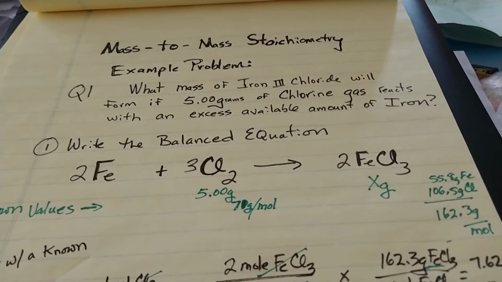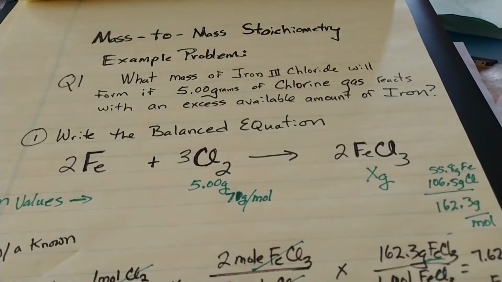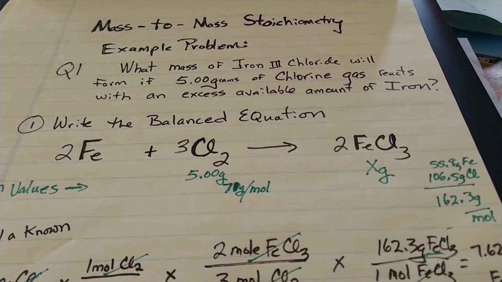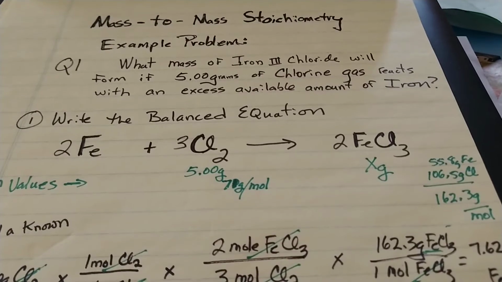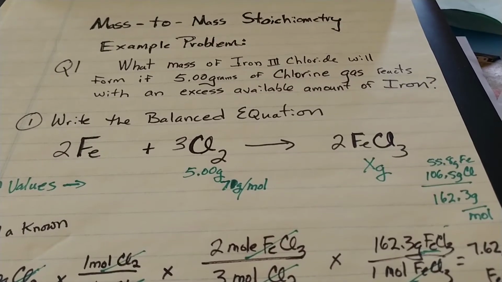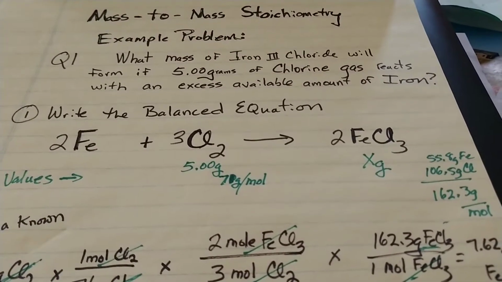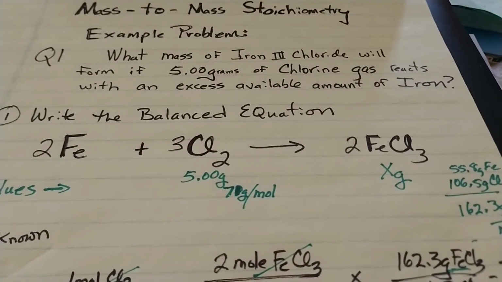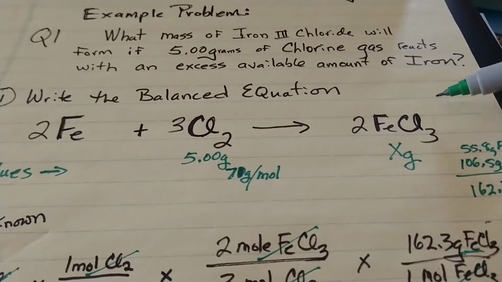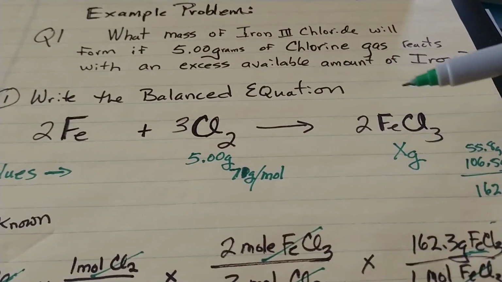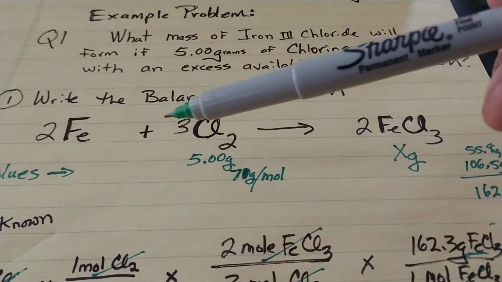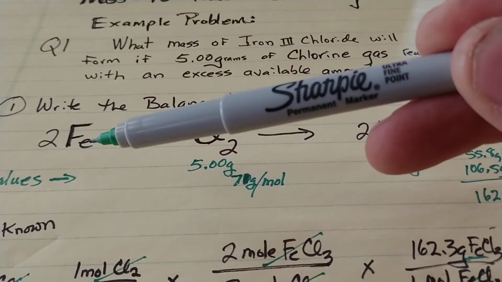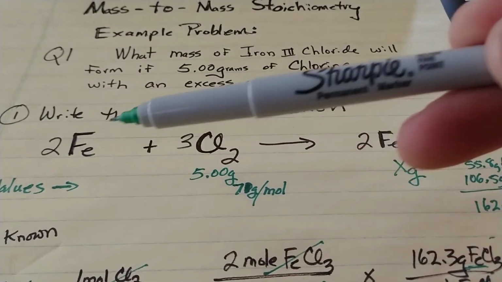Okay, so in the last film, I used this problem as an example: iron reacting with chlorine gas to produce iron(III) chloride. What I'd like to do is play off of this, and instead of making this one my x value, we can actually solve for how much iron we actually needed for this reaction.